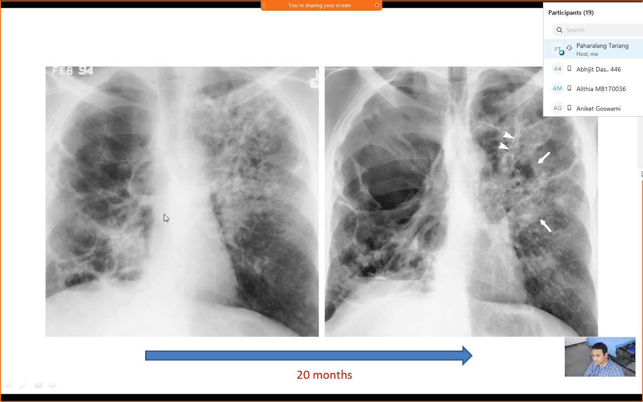There's already significant destruction of the parenchyma that can be seen in the right upper and mid zone, and also extensive bronchiectasis and fibrosis which has developed with time in untreated NTM disease.